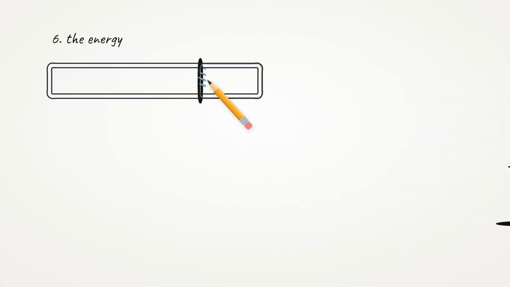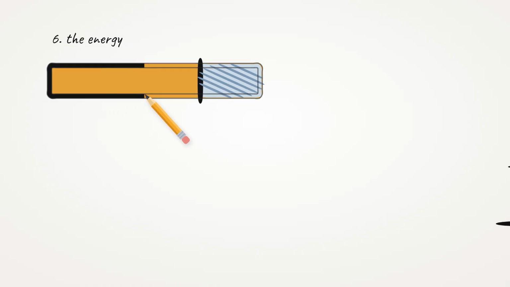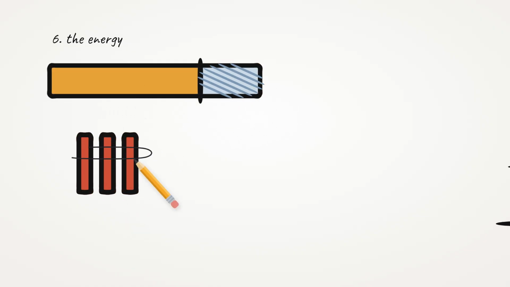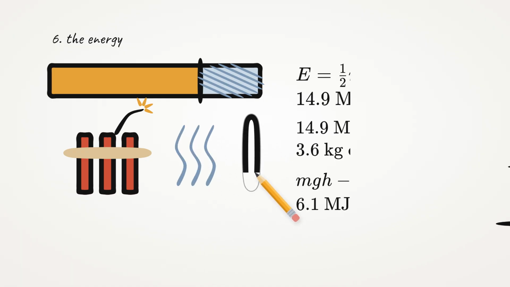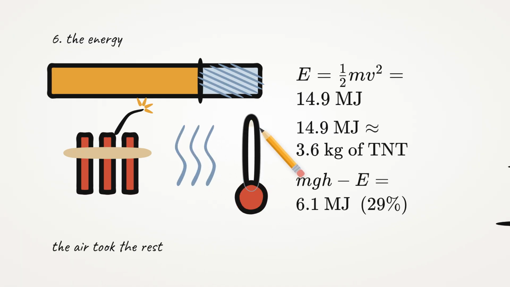Energy decides the landing. 1/2 times 6,000 kilograms times 70.5 squared is 14.9 megajoules. That is about 3.5 kilograms of TNT arriving all at once in one place. 6 more megajoules never arrived. They went into warming the air. 29% of the fall heated Toronto.